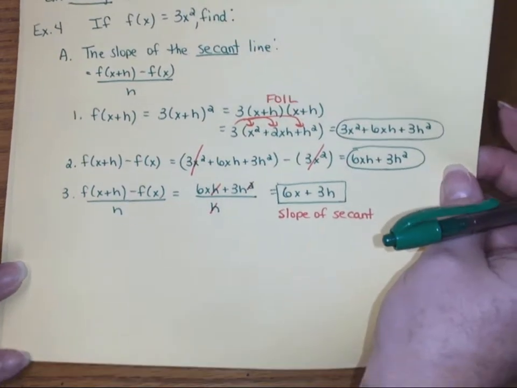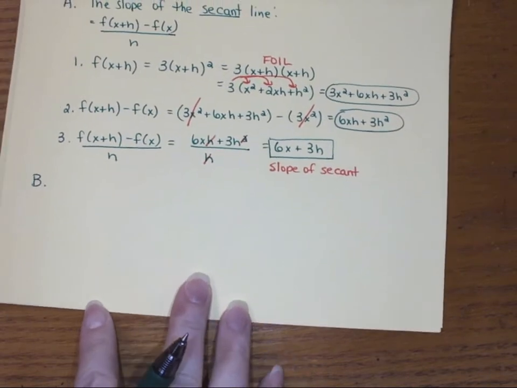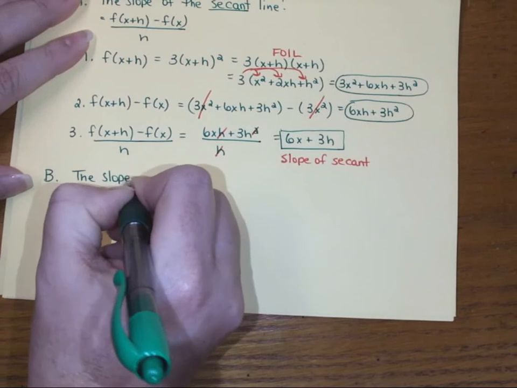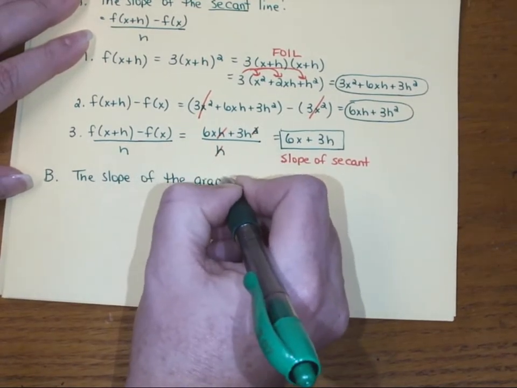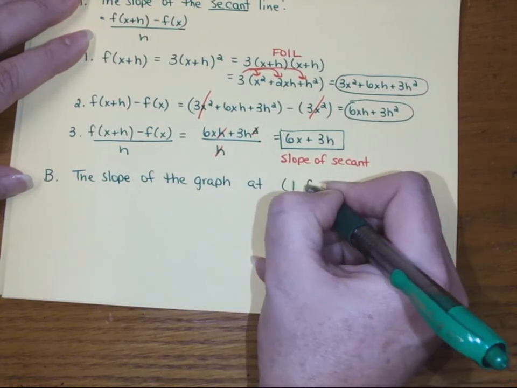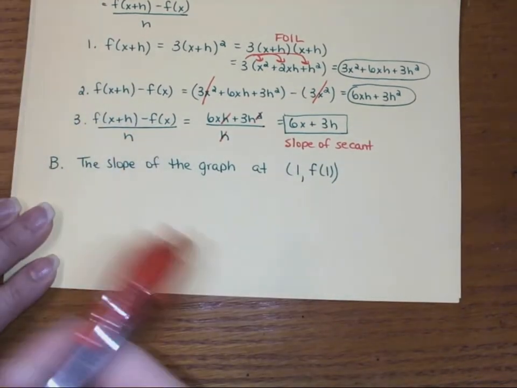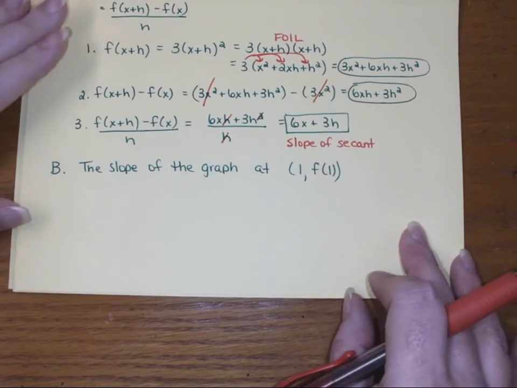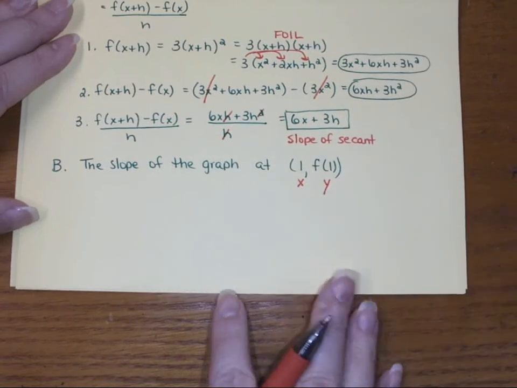Okay, so let's look at maybe some more facets to this problem. Let's say that I asked you to find the following. Now I want you to find the slope of the graph at 1, f of 1. So this is the format that your book likes to put this in, and I think it's maybe a little overly confusing just in the notation that they use. Try not to get too worried about this. This is an x, and f of something is always a y.